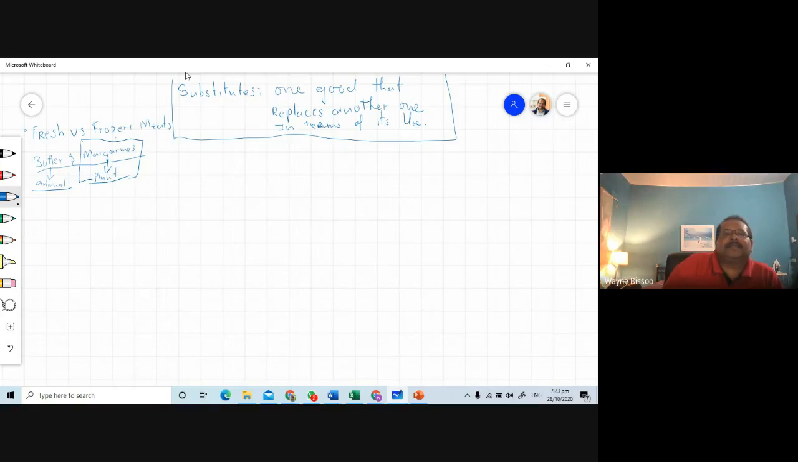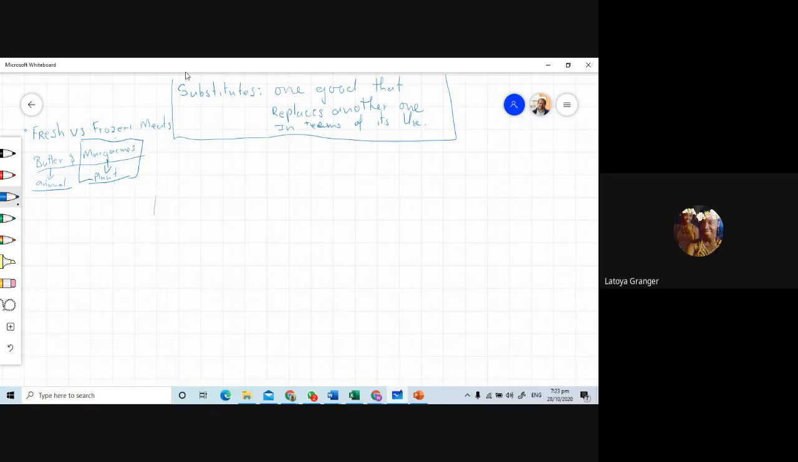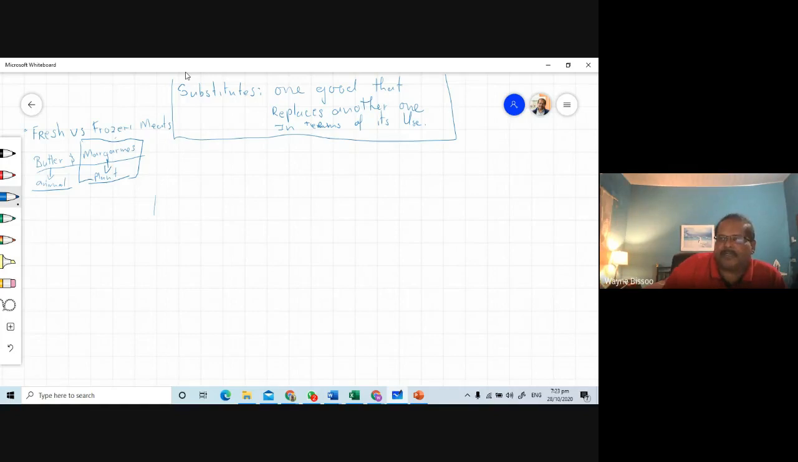All right, so let's look at the butter. They're both tires, but their sources are different. They're treated as different products. One is a used product and one is a new product. It's the same thing with roll-on, roll-off cars and brand new cars. They're substitutes for each other. Remember, it's one good that replaces another one in terms of its use. So a roll-on, roll-off car or a used or pre-owned vehicle is not considered to be the same as a new vehicle. Making sense?